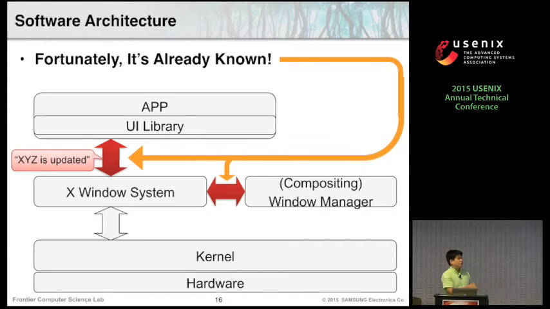Fortunately, it is already known. If you look at the user space graphics libraries, they have already been tracking which part is updated and which part is not, so that they can operate based on which part is updated. In our case, we have been using Tizen for wearable devices, and the X window system has already been tracking which part is updated. So we just need to reuse that information for the hardware and the kernel.